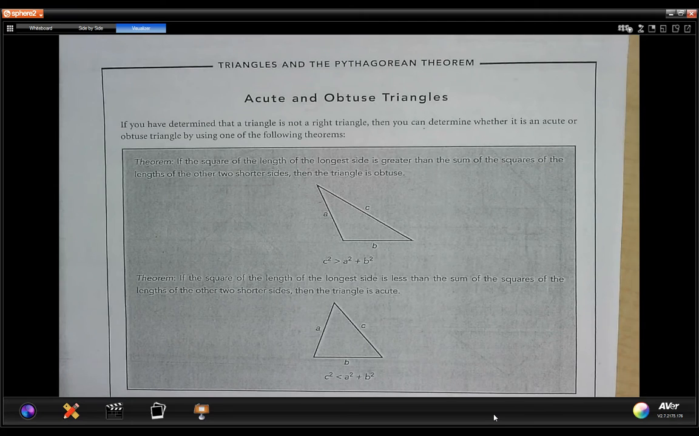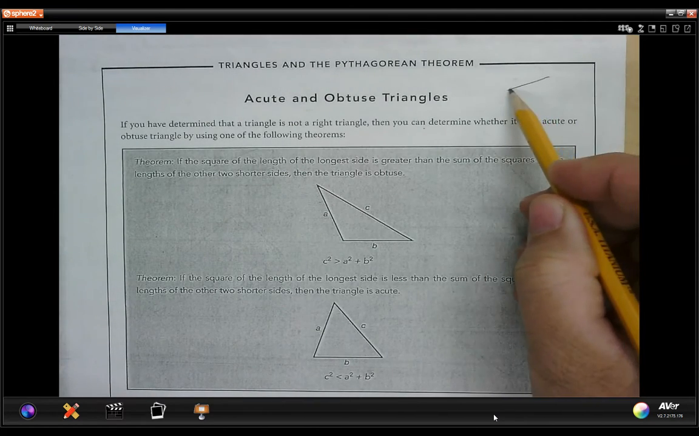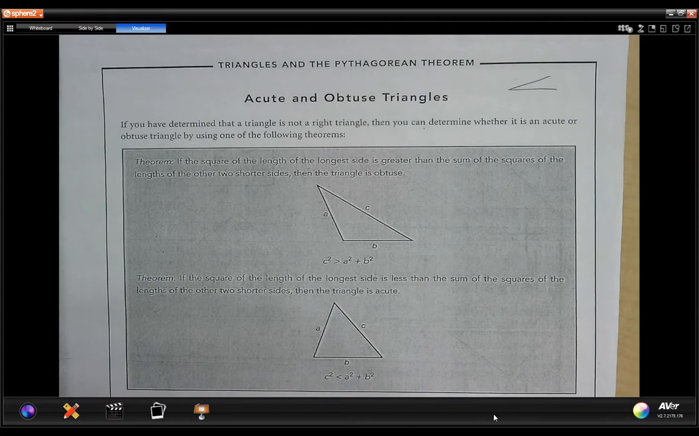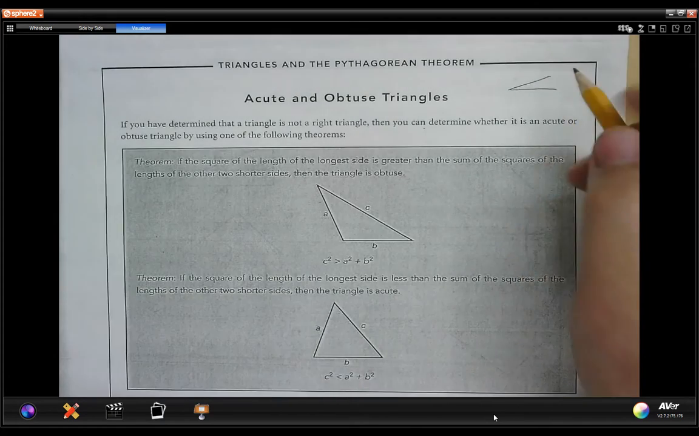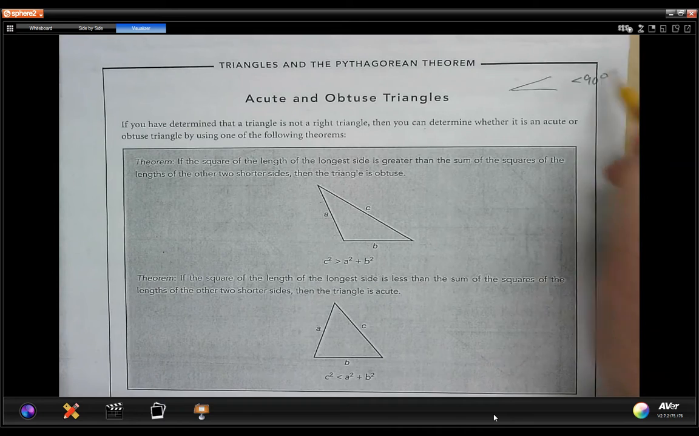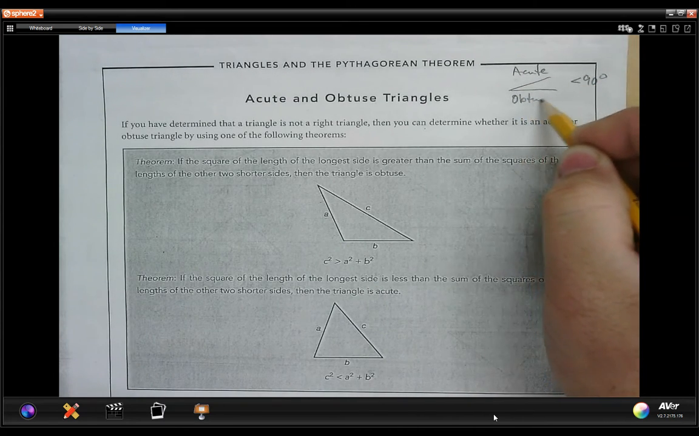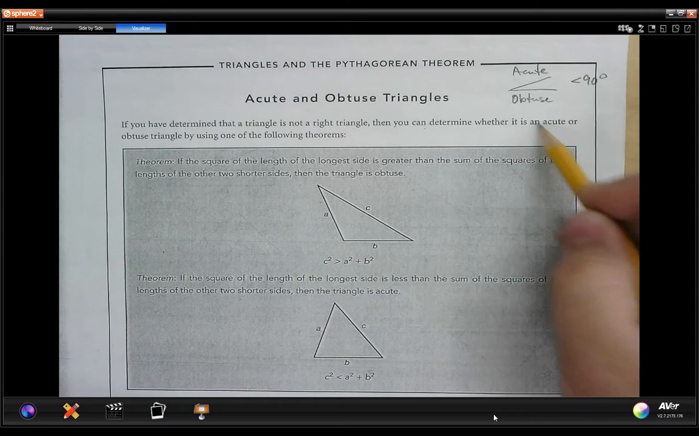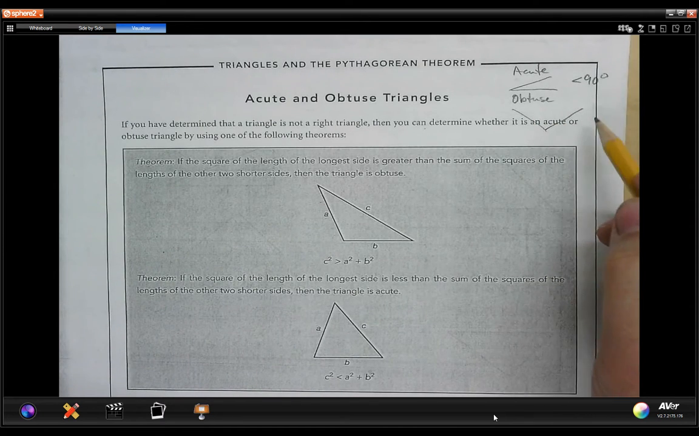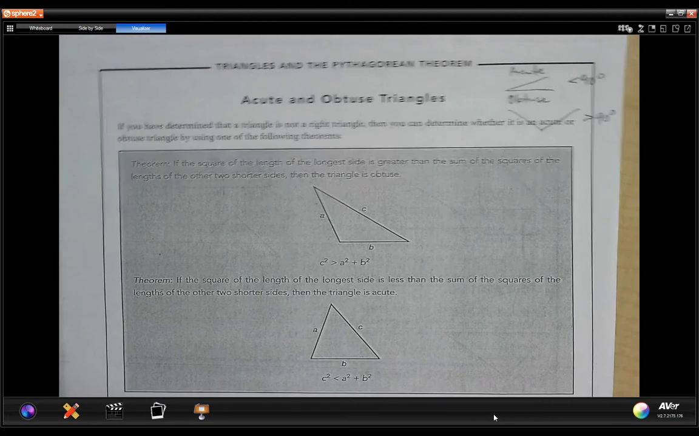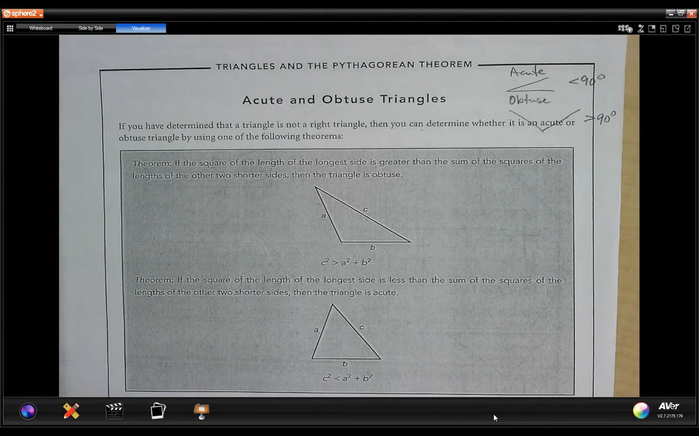When we're talking about acute or obtuse angles, remember we said that an acute angle, and I'm just going to draw one real quick, like that, is always less than 90 degrees, right? And then we said that if we're talking about an obtuse angle, it is obviously greater than 90 degrees, okay? So those definitions in and of themselves will help us quite a bit here when we start talking about this.